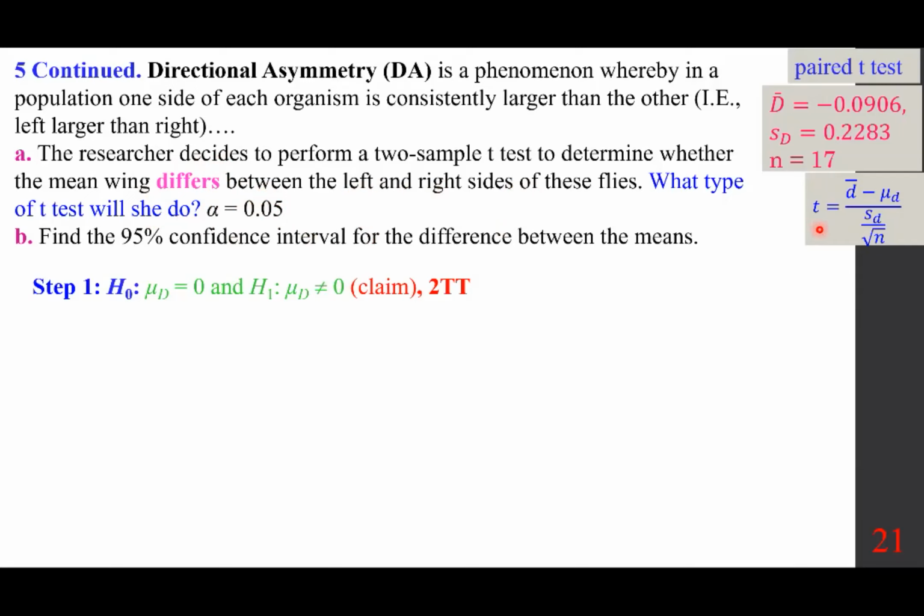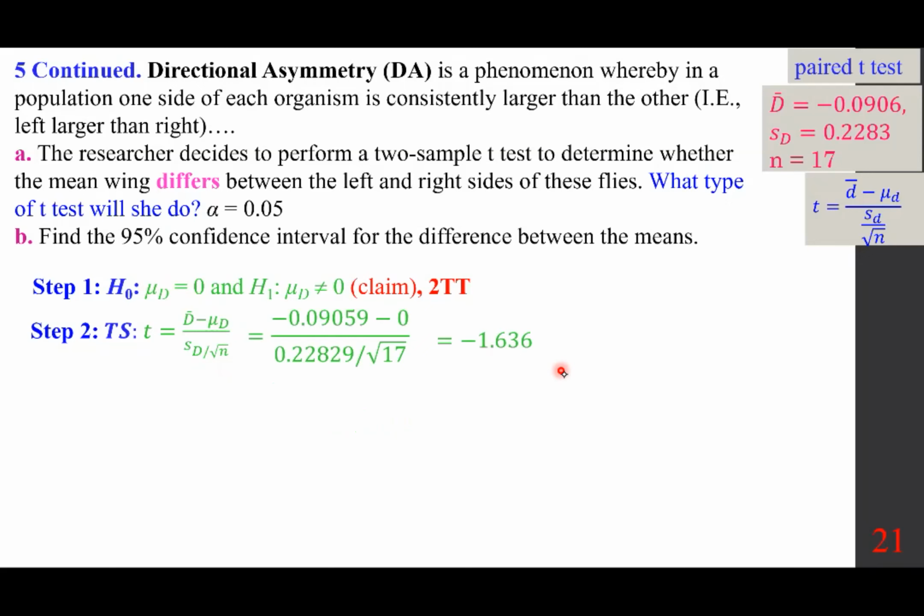Let's calculate the test statistic by using this formula. And again, lowercase versus uppercase, it depends on the text. So we have all of those: D bar minus mu sub D over S sub D divided by square root of n. Plug in, and by the way, mu sub D comes from H0 and it's 0. You do the math, you end up with negative 1.636.